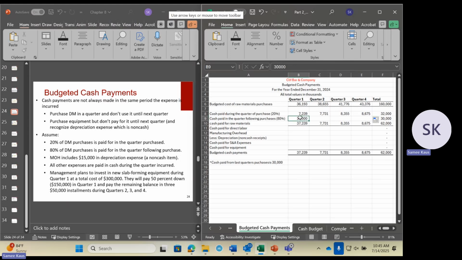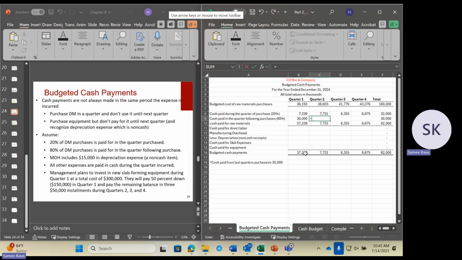Now it tells me that 80% is paid the quarter following the purchase. So again, I don't have information for this 30,000, but I'm pulling it through because this should be based on quarter 4 of the prior period. If you were working through a problem, you would have to be given this value, or be given quarter 4 direct material purchases, in order to calculate that, okay?